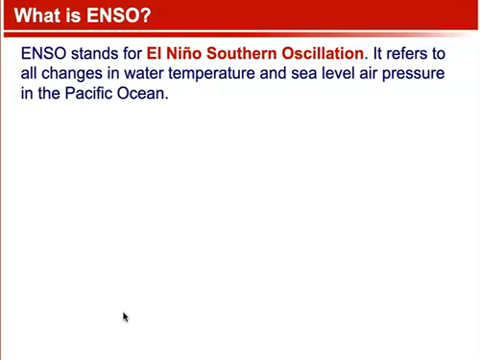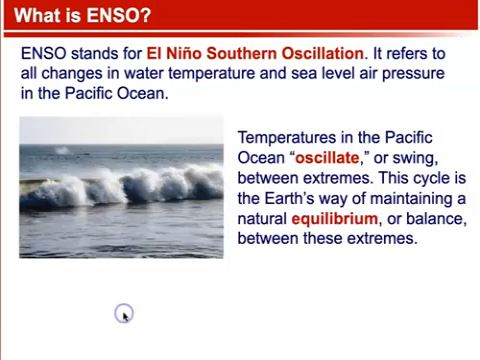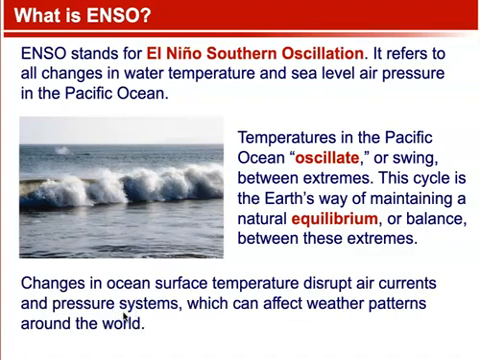ENSO stands for El Nino Southern Oscillation. It refers to all changes in water temperature and sea level air pressure in the Pacific Ocean. Temperatures in the Pacific Ocean oscillate or swing between extremes. This cycle is the way in which Earth maintains natural equilibrium or balance between these extremes. Changes in ocean surface temperature disrupt air currents and pressure systems, which can affect weather patterns around our planet.